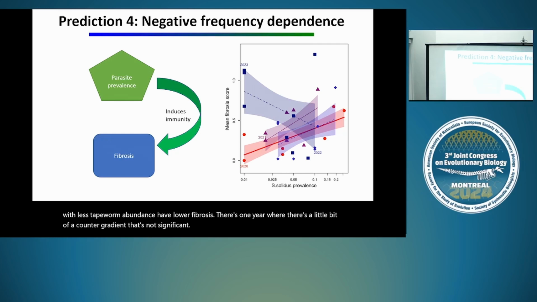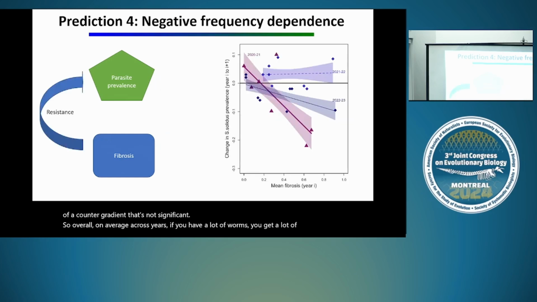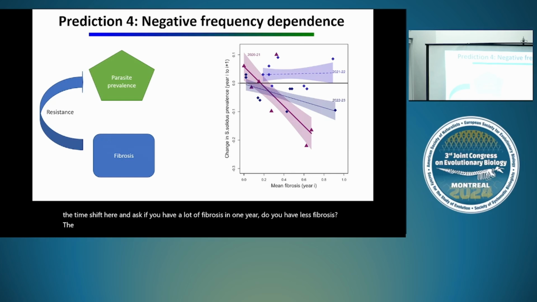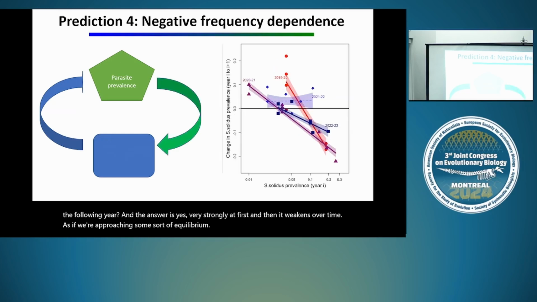So overall, on average across years, if you have a lot of worms, you get a lot of fibrosis. What about the reverse? If you have a lot of fibrosis, do you see a drop in worms thereafter? We can do the time shift here and ask, if you have a lot of fibrosis in one year, do you have less fibrosis the following year? And the answer is yes, very strongly at first, and then it weakens over time, as if we're approaching some sort of equilibrium. And then finally, do we see this feedback loop where parasite prevalence has a negative effect on itself over time? And the answer is yes, quite clearly.